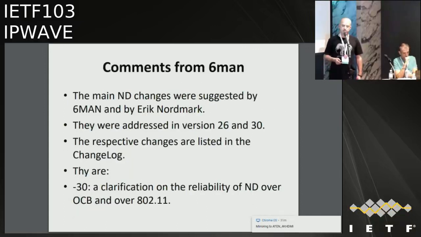So the main comments that we have received from 6man relate in part to neighbor discovery. The main neighbor discovery changes were suggested by 6man and by Mr. Eric Nordmark. They were addressed in versions 26 and 30. 30 is the latest version that we have. The respective changes are listed in the change log, so if you want more details about all the changes between version 26 and 30, you can just compare the change logs.